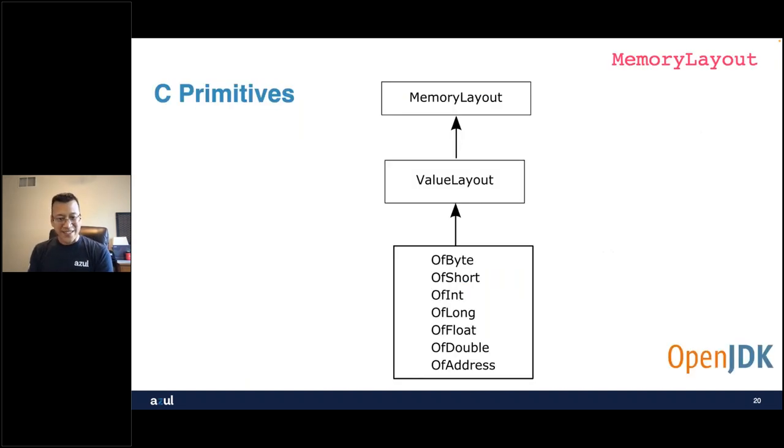So back to memory layouts again. Here's a UML class hierarchy showing the JAVA_ types at the bottom. They inherit from ValueLayout, which, like I said in the first webinar series, we needed to describe C or native primitive types, so they're called value layouts. And there are other layouts that we'll talk about later in this webinar that extend from MemoryLayout, when we talk about structs and such.